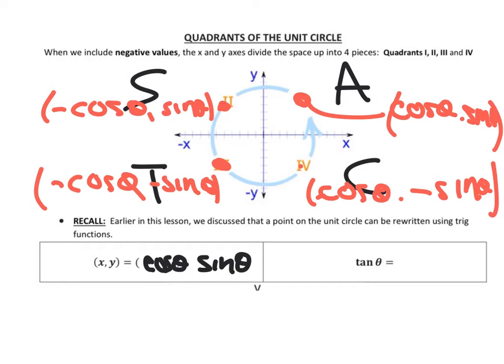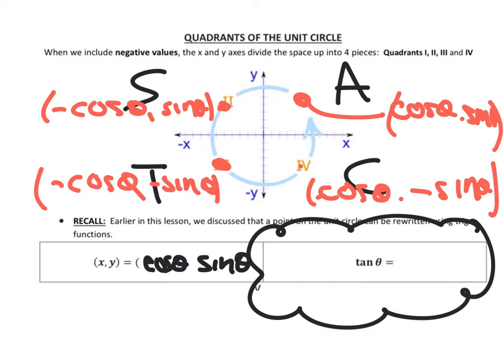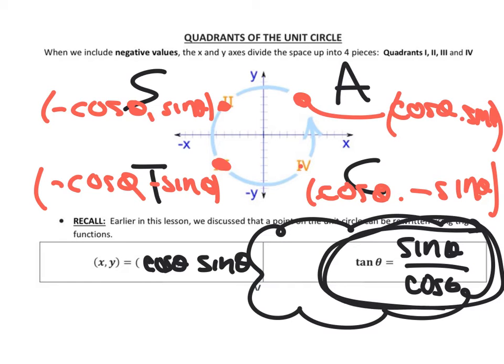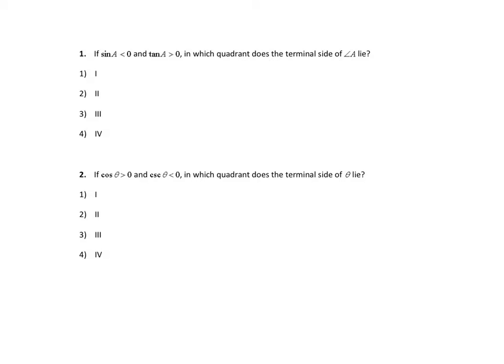Now, tangent has a very unique way to be written, okay? And you have to remember it as a trig ratio. Tangent is equivalent to sine theta divided by cosine theta. Okay, we had quizzes on that throughout the year, but tangent should be sine over cosine. So let's tackle a few easy problems here.